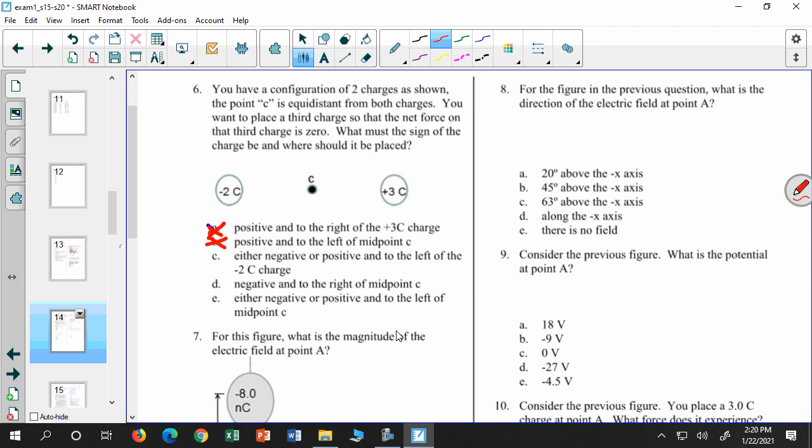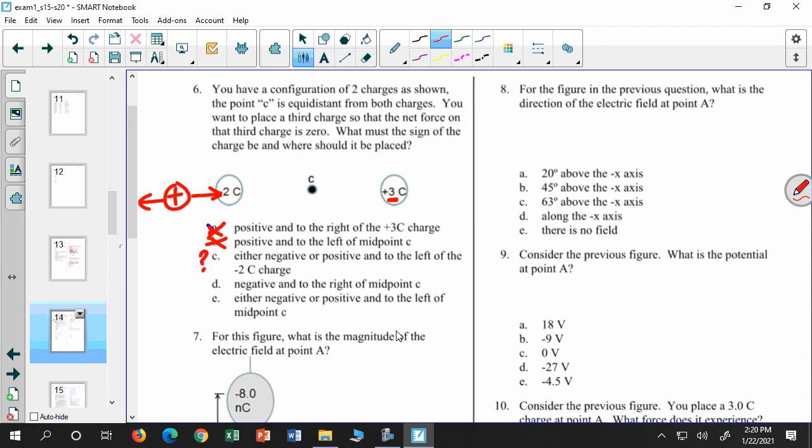Next, either negative or positive and to the left of the -2 coulomb charge. Let's have a positive charge over here. I get an attractive force to that one and a repulsive force from this one. Notice it's farther away from the bigger charge, so that force is minimized even though it's a bigger charge. That one might be right. Let's hold on to it and look at the others. I'll put a little question mark.